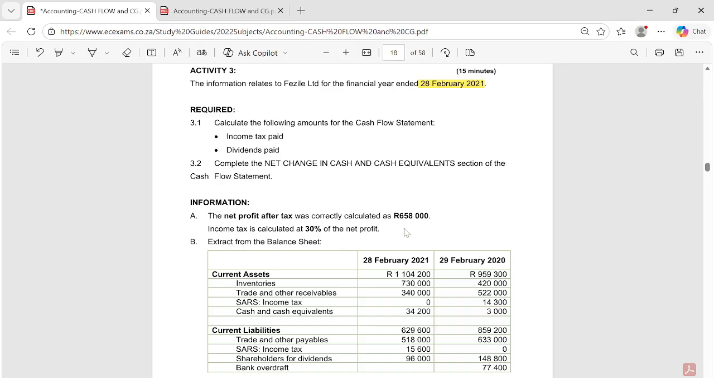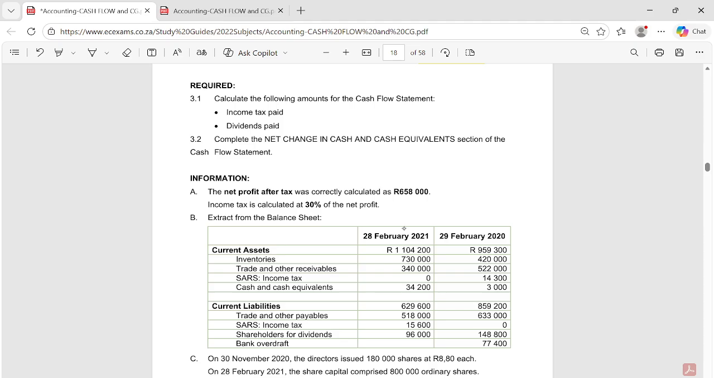If you can see here, I'm having my shareholders for dividends, which is 96,000 and 148,800, right? I'm having 29 February 2020 and then 28 February 2021, meaning these dividends are paid because they are the shareholders for dividends for the last financial period, meaning these ones have been paid. So already I'm going to take this amount as being part of my dividends paid, right?